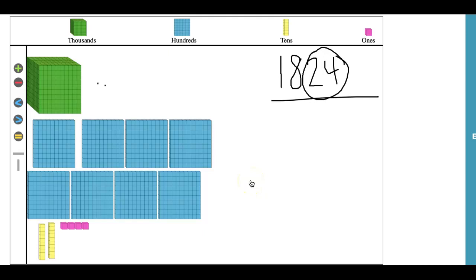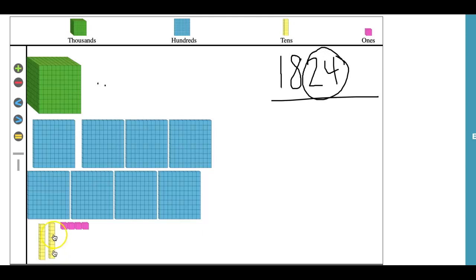So we would break this cube, which has 10 flats, into flats and distribute the 10 flats that we would get from this, as well as these flats, which would leave us with 2 left over. And we would break these 2 flats into rods, and then we would distribute those.